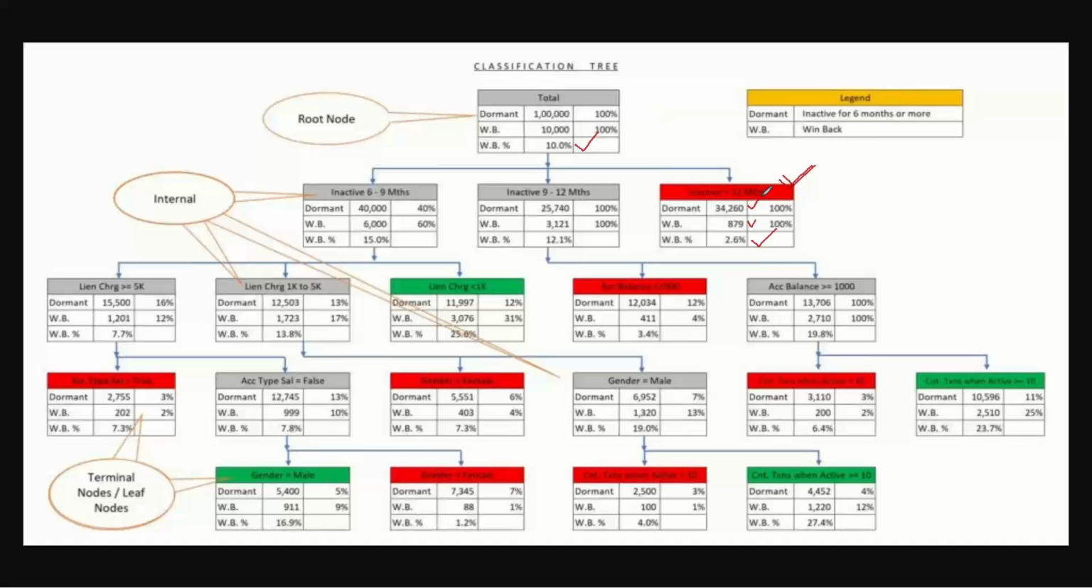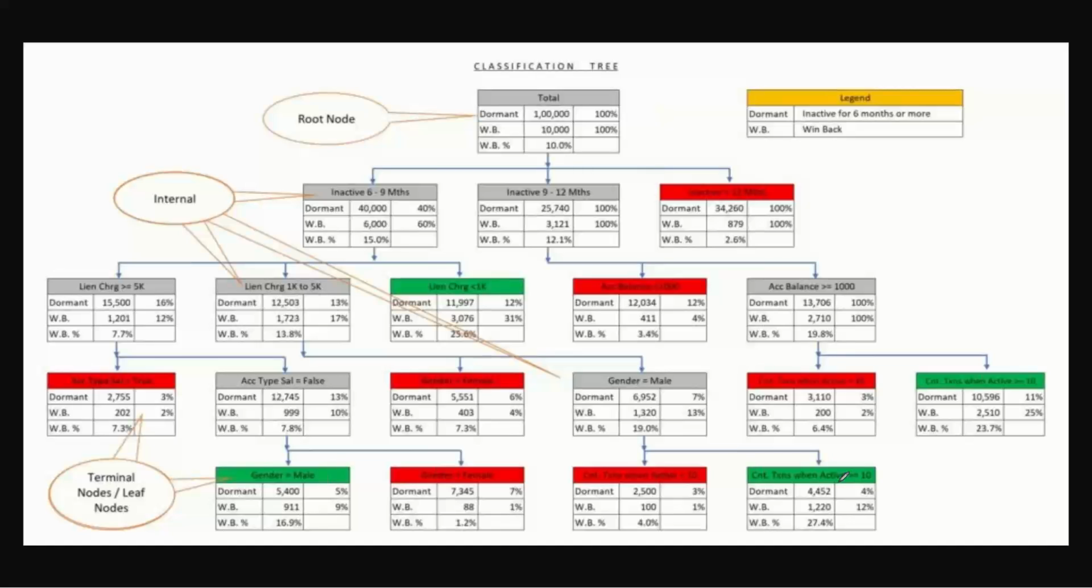So you are getting rules, then you can apply your ROI calculations. What is the cost of targeting? What is the revenue I can expect? Revenue minus cost is profit. At each terminal node, you can now start doing profitability calculations, and based on those calculations, you can decide which terminal node to target and which terminal node you should not target. And once you have decided the terminal nodes which you would like to target, you can find out the rules.